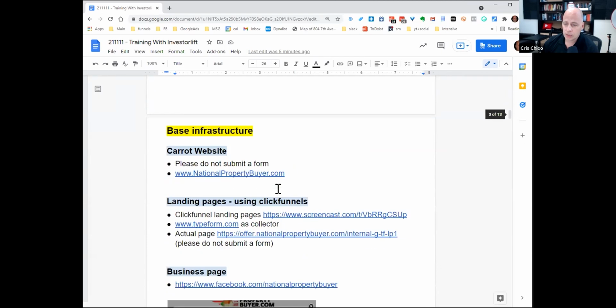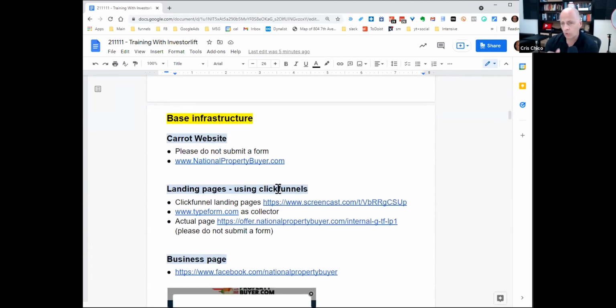So I'm going to go through what our basic infrastructure for Facebook looks like: what we're using for a website, how we're collecting data, and everything else. Then I'll get into the specifics, some metrics around the leads and how much we're paying per lead. And then I'll get into the campaign structure, how we structure the campaigns, and I'll also show you some of the ads that we run and how we run them.